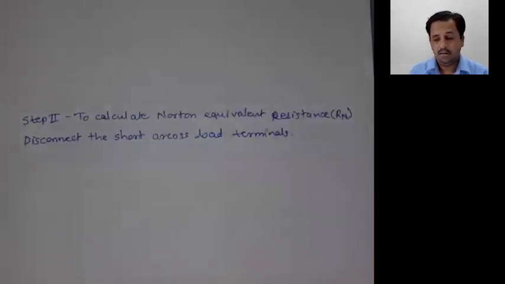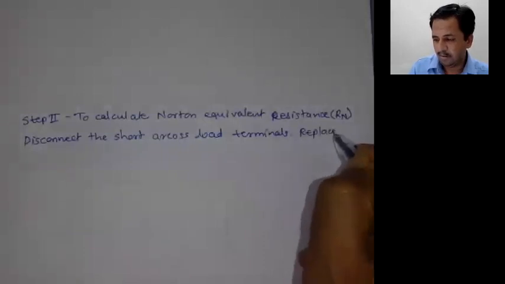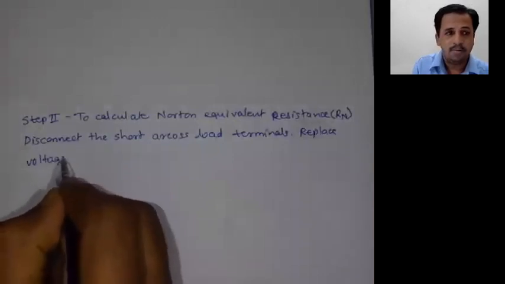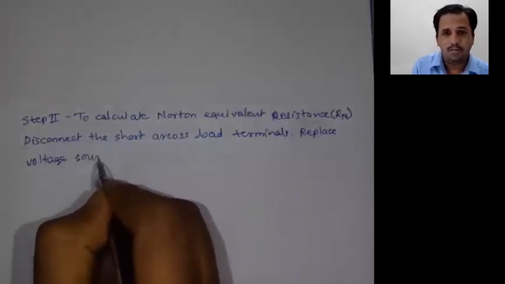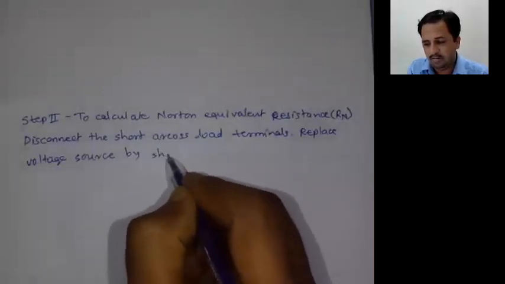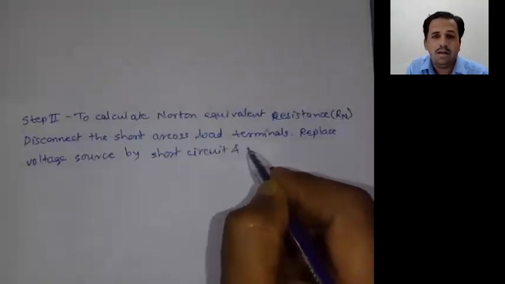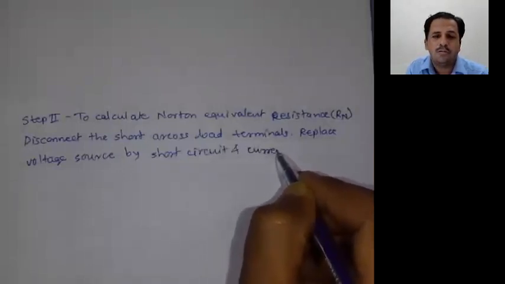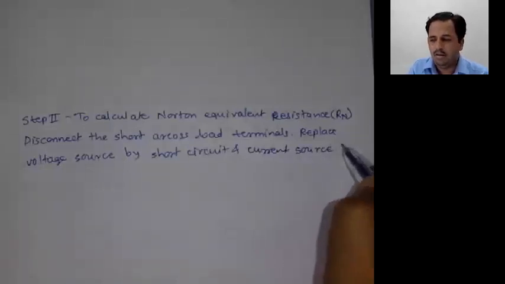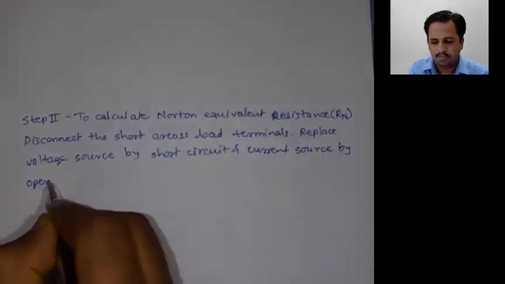Then replace the voltage source by a short circuit, and the current source by an open circuit.